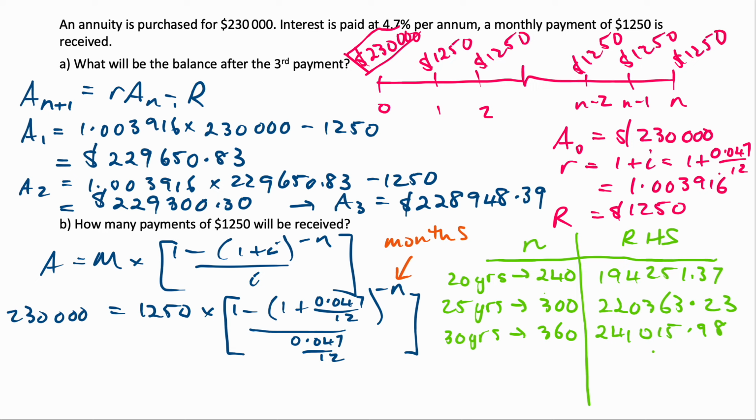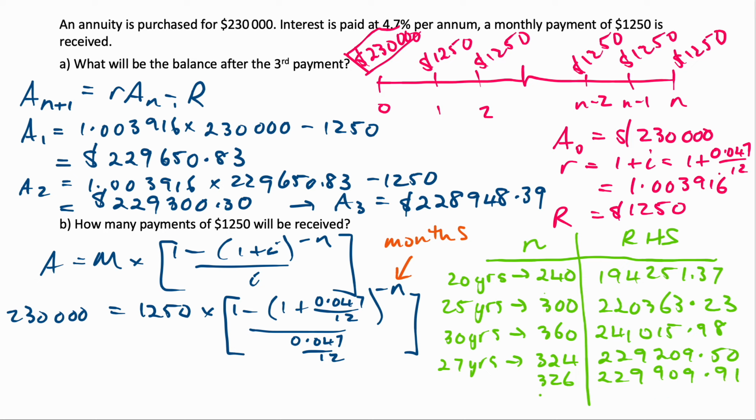We're not going to get that many payments. So I'll take it back a bit to 27 years, which is an N of 324 months. Now when I put that in, that calculates to $229,209.50. So we may get another payment, we're not sure. So I'll take it up, I'll just talk in months now, and I'll go 326. Now that calculates to $229,909.91. So we're really close now.